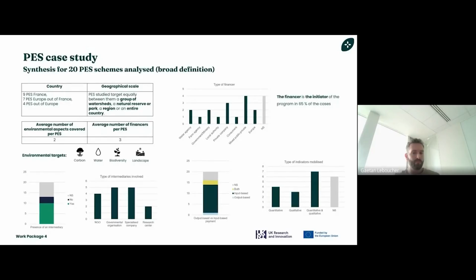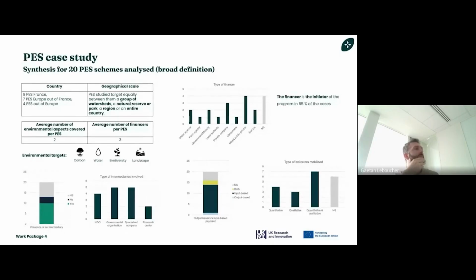Regarding the intermediary, there is an intermediary in half of the cases, and in these cases it is about equally either a non-governmental organization, an organization attached to the government, or a specialized company. These intermediaries provide the control and technical support for the scheme.